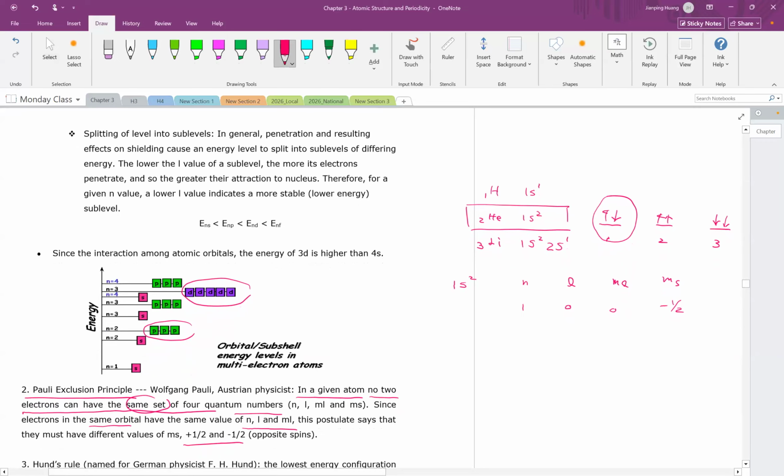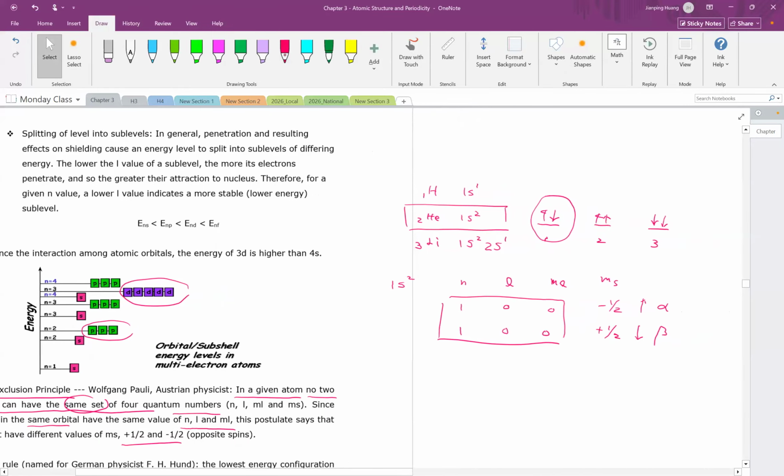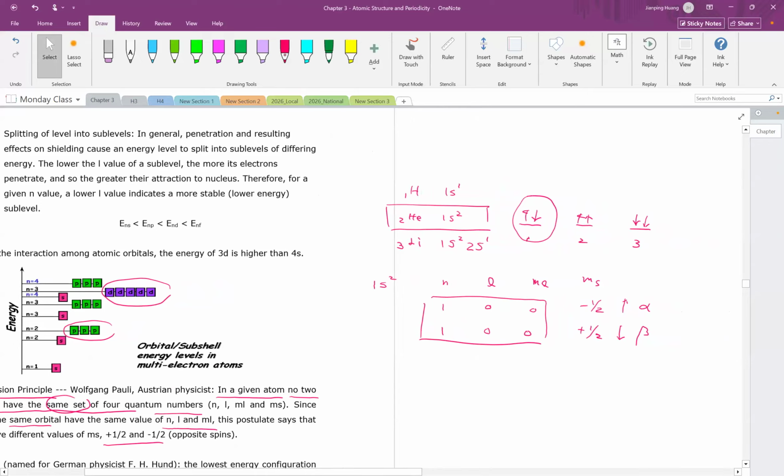See, 1s should be 1, 0, 0. Now here it's the same, and the first one has to be plus. So in other words, if this one is up, this one should be down. This one is up, alpha. This one should be beta. Classic. Did you get it? It's really cool. Any question for me, please?